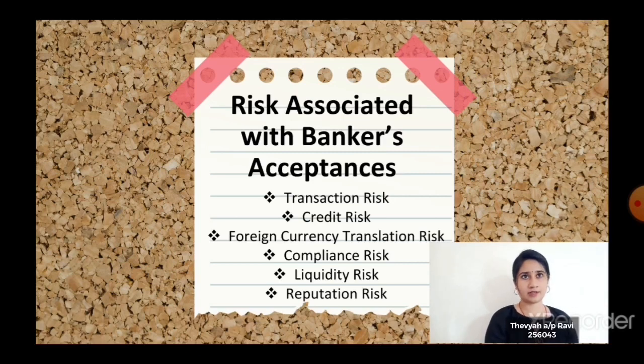Credit risk is the current and prospective risk to earning or capital arising from an obligor's failure to meet the terms of any contract with the bank or otherwise to perform as agreed. Foreign currency transaction risk is the current and prospective risk to capital or earning arising from the conversion of a bank's financial statement from one currency into another.